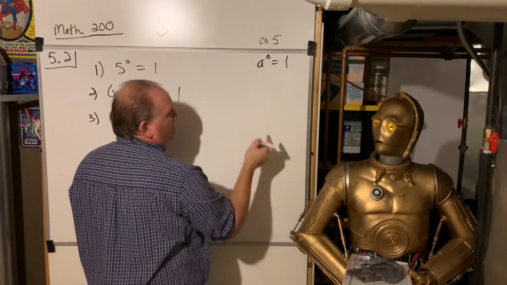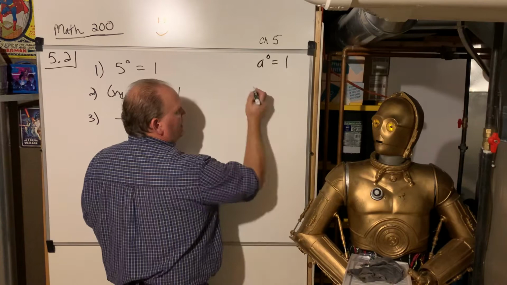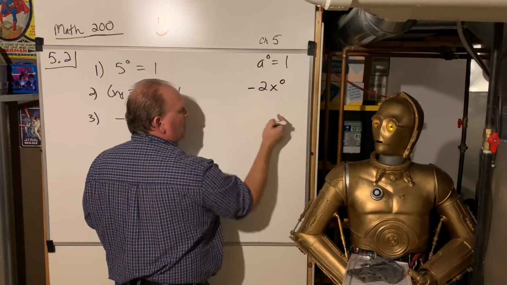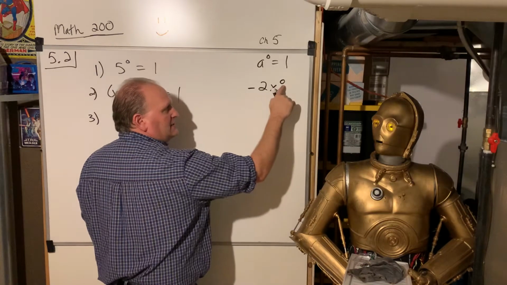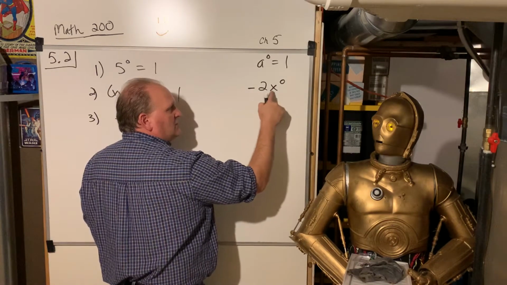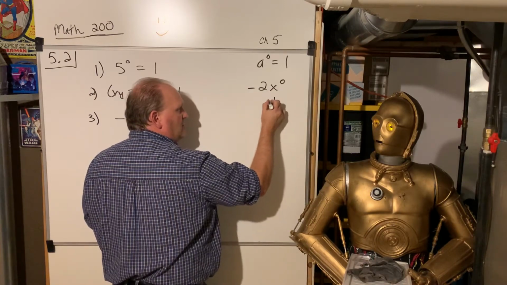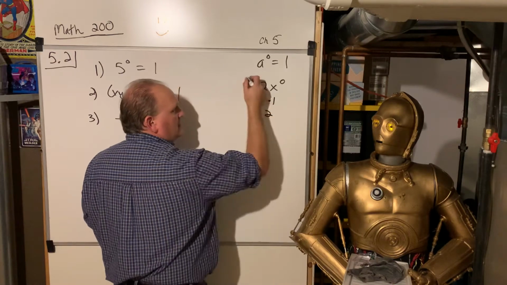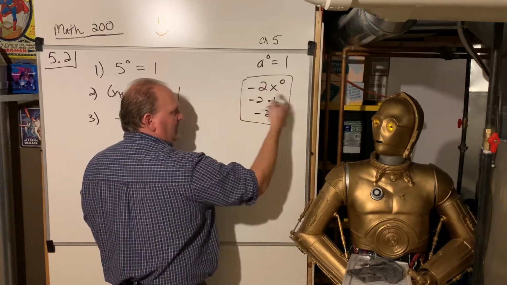That is true. But remember, if I had something like this, negative 2x to the 0 power, well, that 0 power has no mojo, has nothing over the negative 2. So we would do exponents first and make that into a 1, and then we'd have negative 2 times 1, and that would be negative 2. So that is a special case.